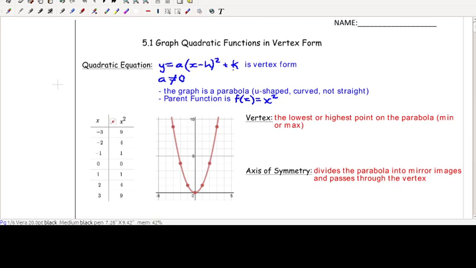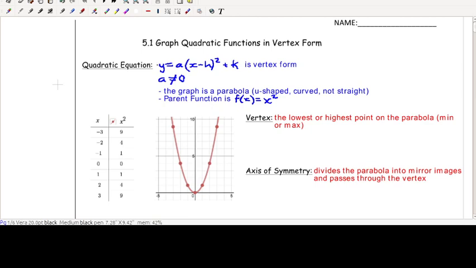So starting out, here is the vertex form of our equation. y equals a(x minus h) squared plus k. A is not 0, so we can't have a 0 out in front, but h could be 0, k could be 0, that's no problem as long as they're real numbers. So a is any number except 0, and h and k are real numbers.